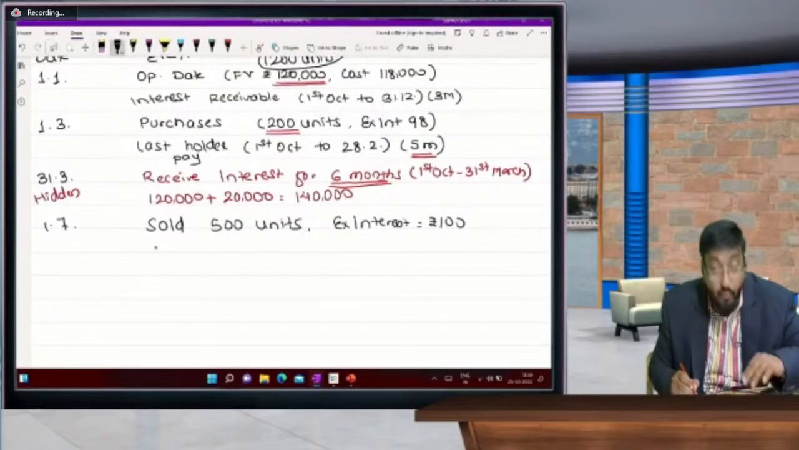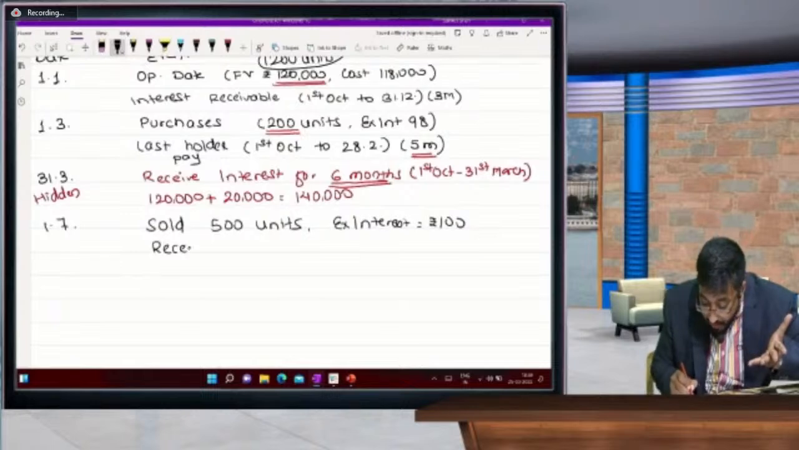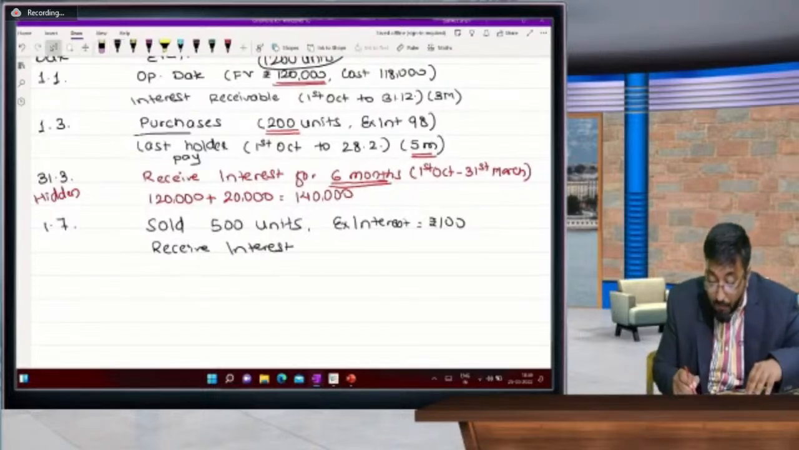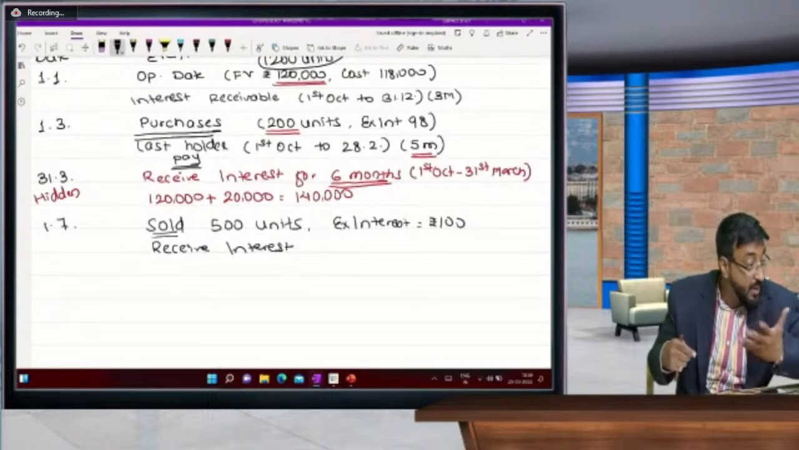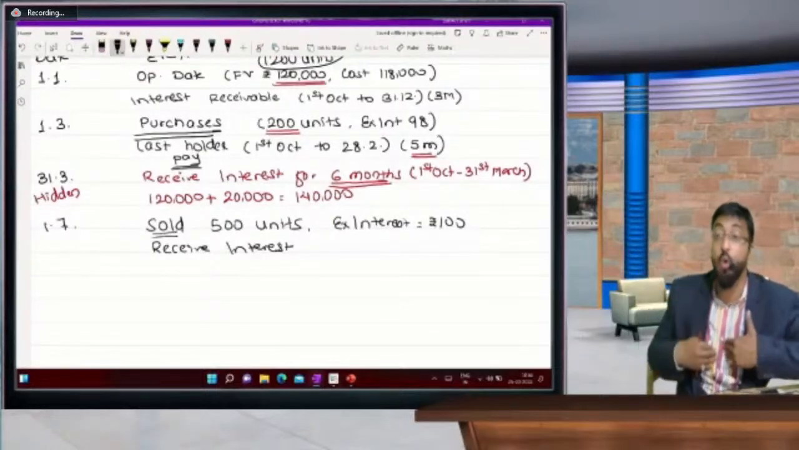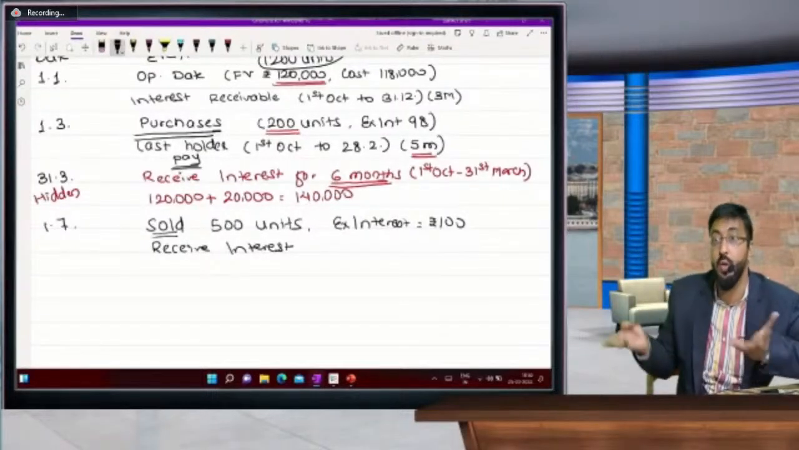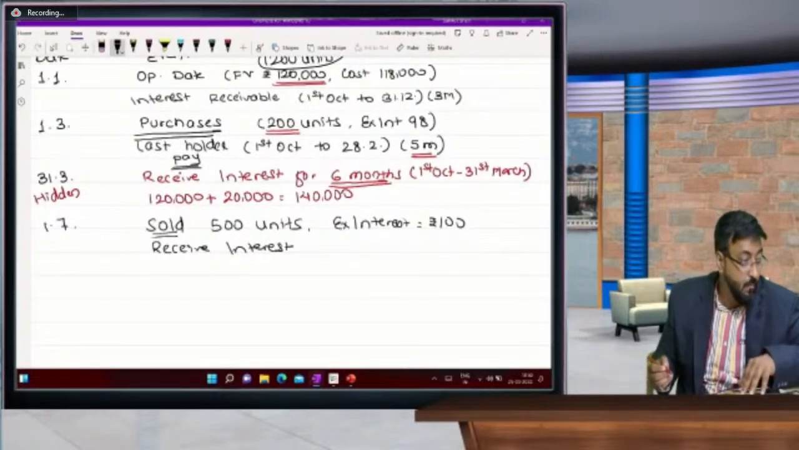So now when we are selling our debenture, we must receive interest. When we purchase, we paid. And when we sold, we will collect from that buyer. So when you purchase, you have to pay interest to the last holder. And now we are the holder and we are selling. So we will definitely demand interest. For how many months, beta?